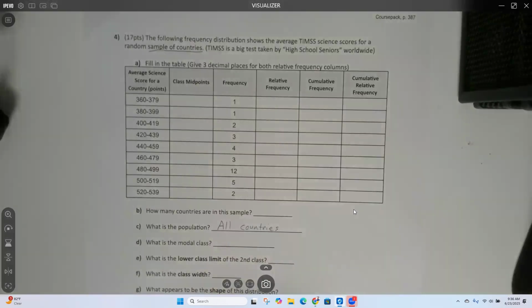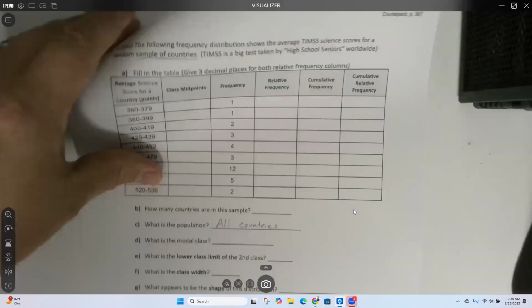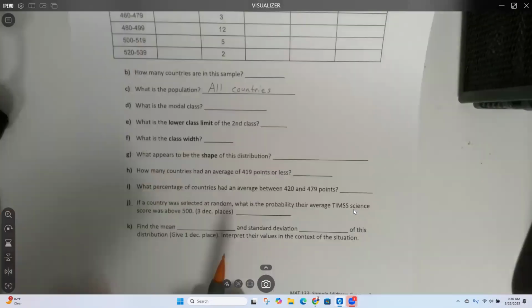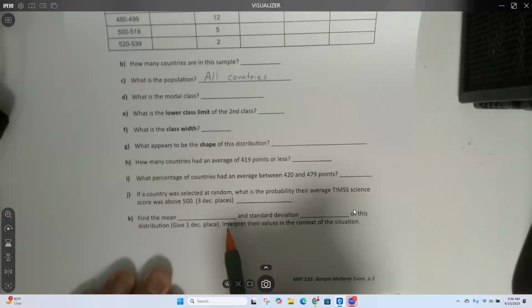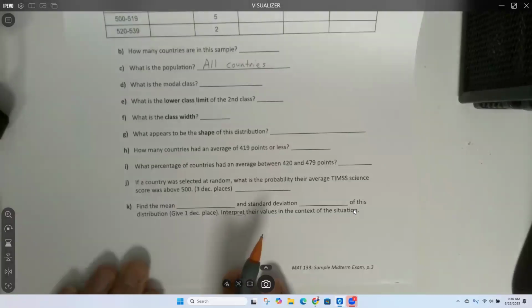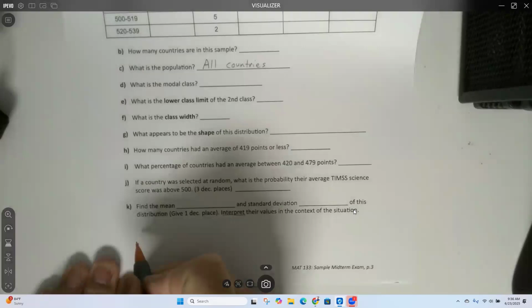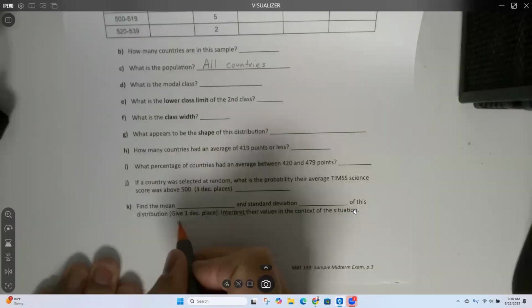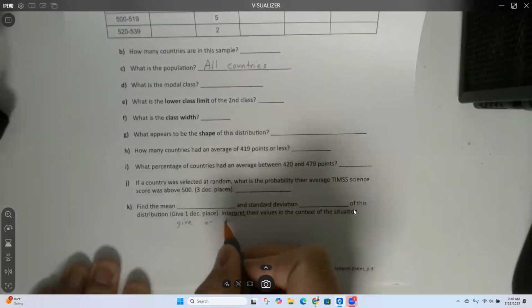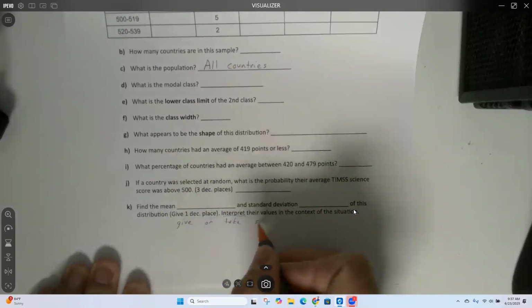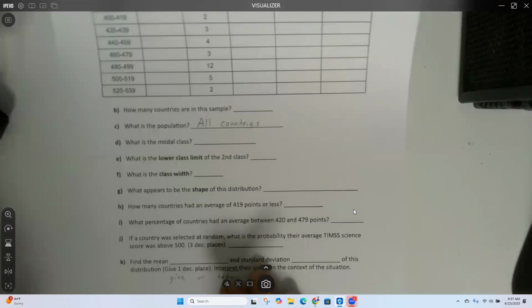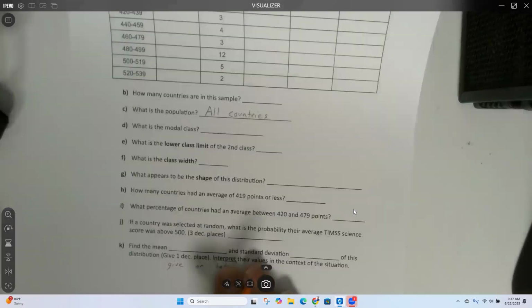Most of this we've covered before, and I think you know how to do this. When we get down here and interpret the mean and the standard deviation, that's the give or take script. Okay, let's jump to page 388.